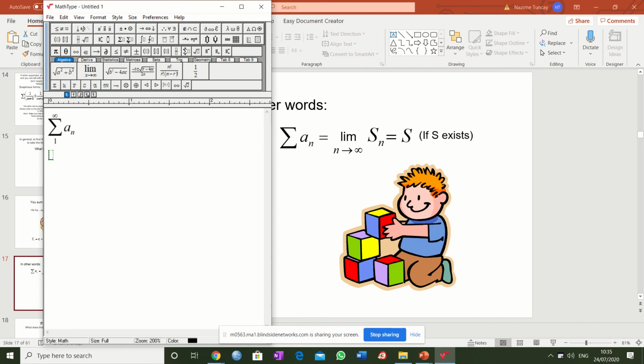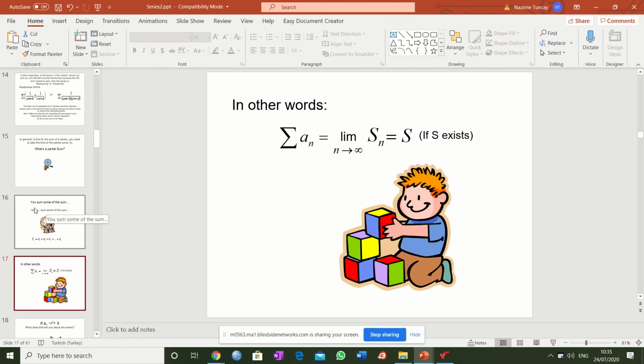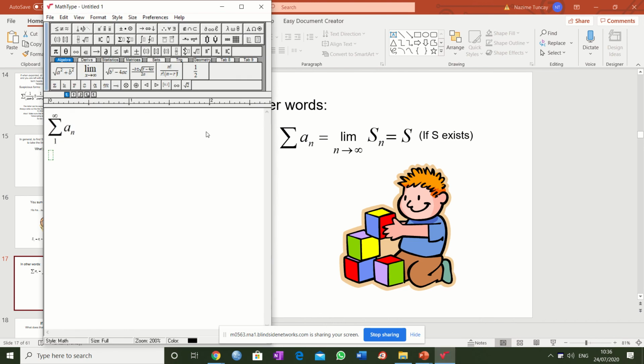And the partial sum we can represent in different ways. The first letter of sum is S, so we can say Sn. In fact, the boundaries are from 1 to n, the sum of an from 1 to n. So this is the partial sum. Here, this is infinite, and this is partial sum.